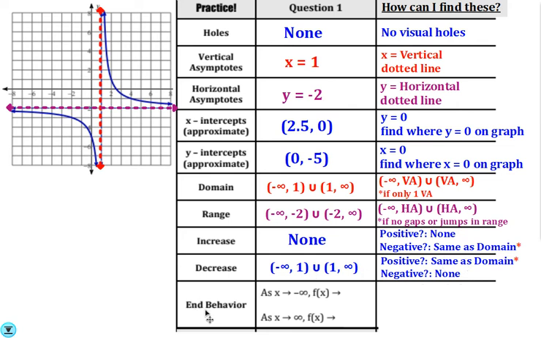Now the end behavior is a little bit different from what we're used to. We still have the same notation here as x goes to -infinity. So as x is going to the left of my graph, where is my function going? I can follow it all the way, and it's getting closer and closer to this horizontal asymptote.